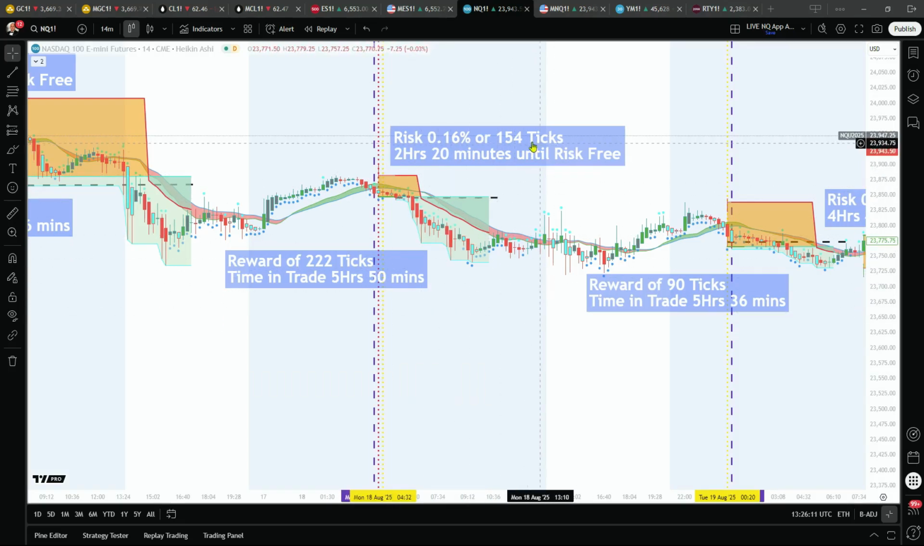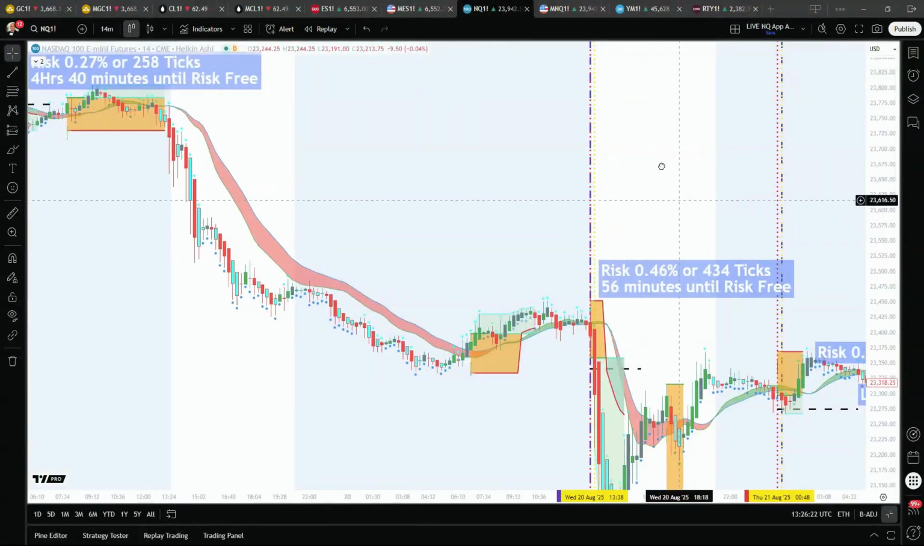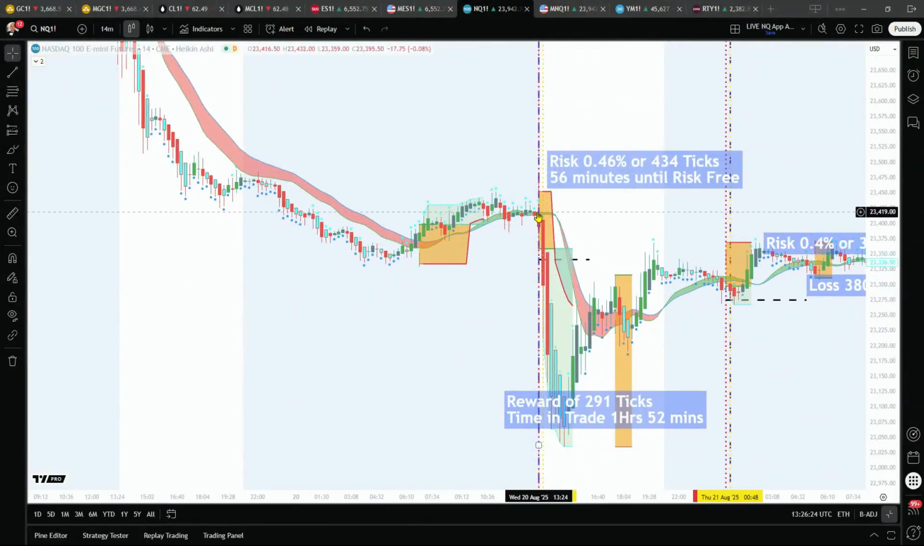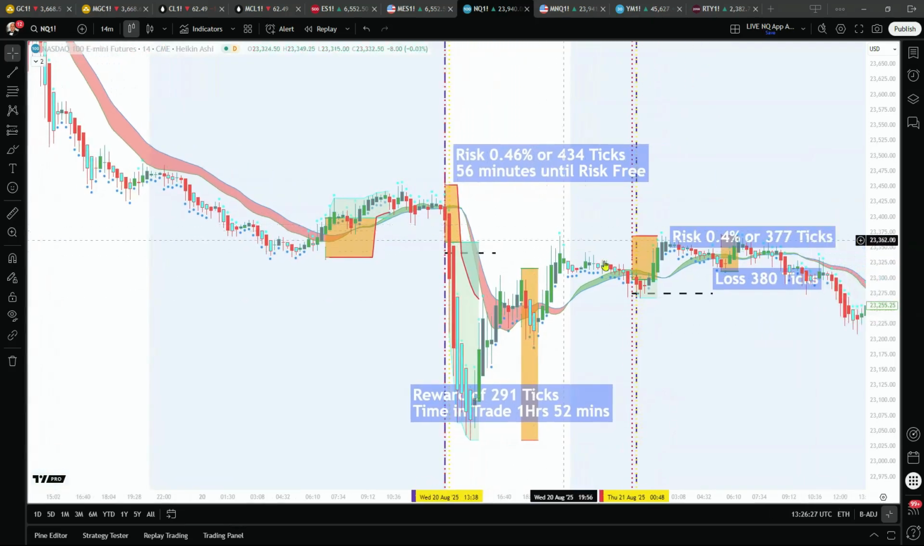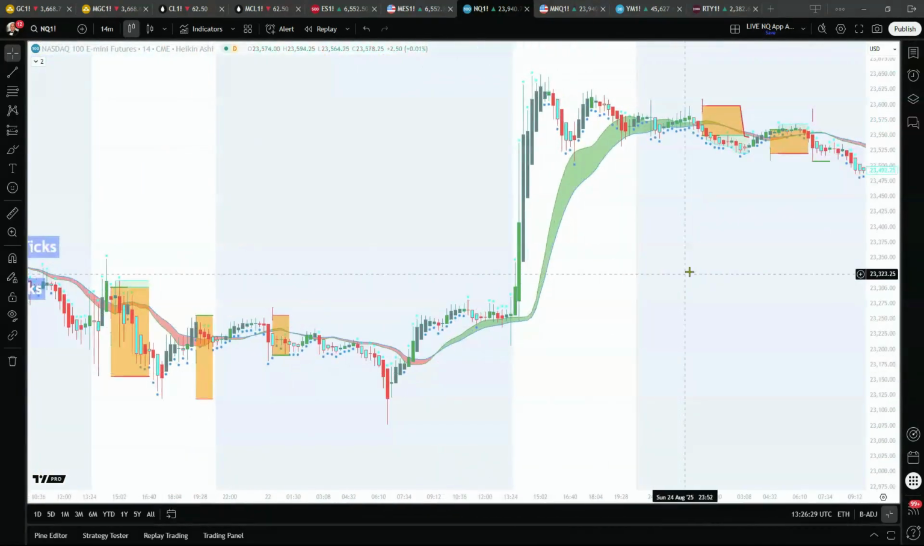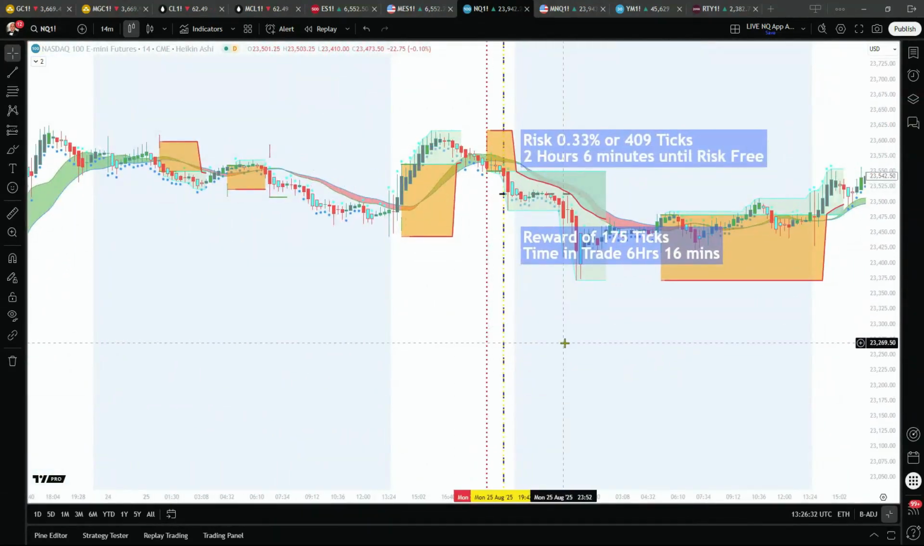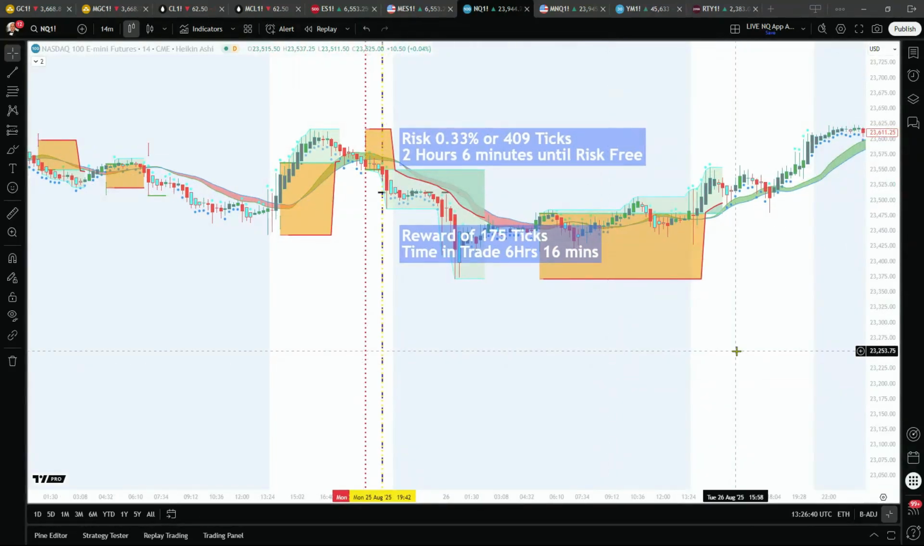Again, this was out of hours. 154 ticks risk, 2 hours 20 minutes to risk free, reward of 222 ticks, 5 hours 50 minutes in the trade. You'll notice a lot of the reasonably big movers actually are in the trading session or starting the trading session. By the way, we only had a couple of losers in here, and they continue to go into the overnight session, because we start with that momentum that really gets us going. We go to risk free, and it just keeps going overnight.